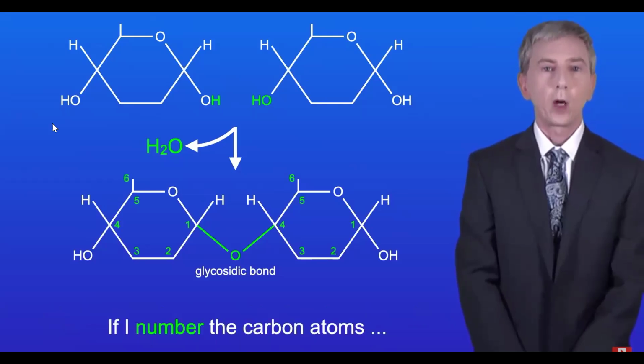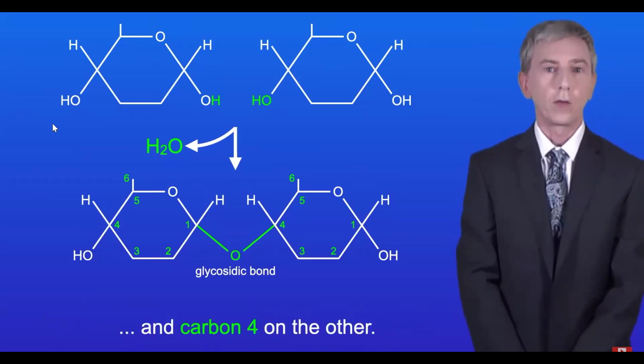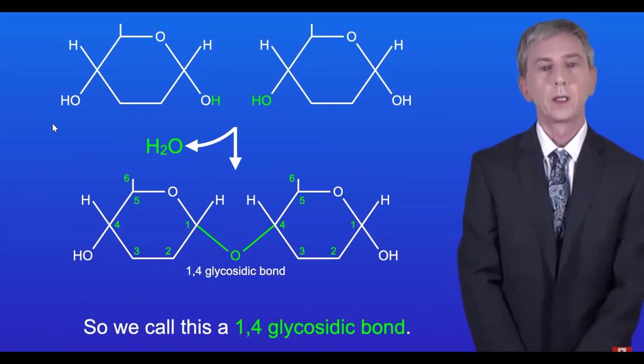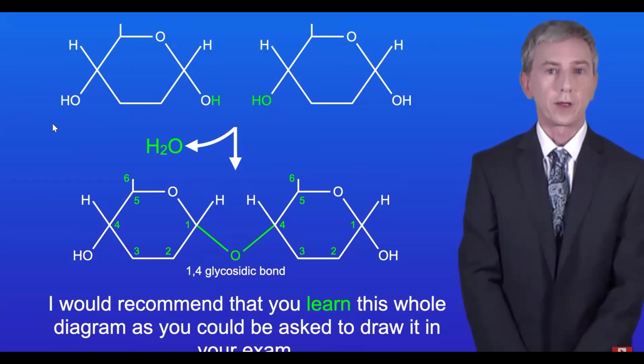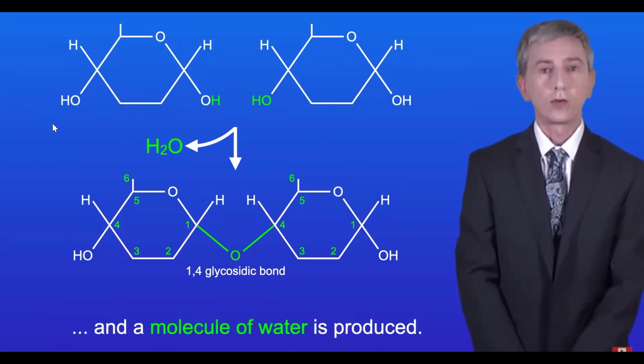Now, if I number the carbon atoms, we can see that this glycosidic bond is between carbon 1 on one alpha glucose and carbon 4 on the other. So we call this a 1,4 glycosidic bond. Now, I would recommend that you learn this whole diagram, as you could be asked to draw it in your exam. So as we've seen, disaccharides are formed in a condensation reaction, and a molecule of water is produced.